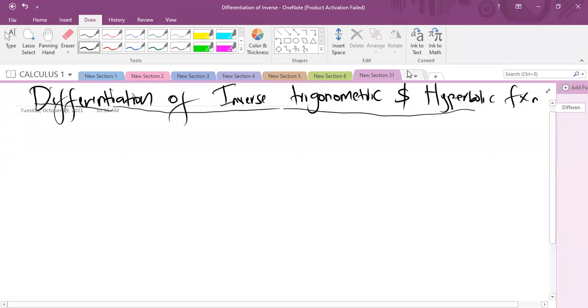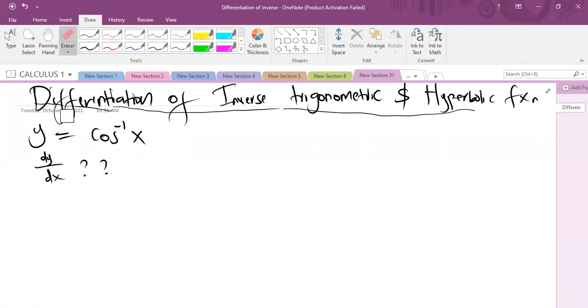So how do you go about differentiating inverse trigonometric and hyperbolic functions? Guys, I'm advising you, in John Bird on page 334, there's a table on the inverses. Please take your time to draw that table. I would want to show you how to go about the differentiation of, let's say, cos inverse. Let's say you're told y is equal to cos inverse x, and you're told to get dy/dx. How do you go about this, guys?